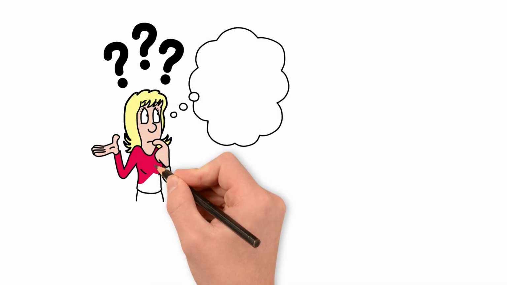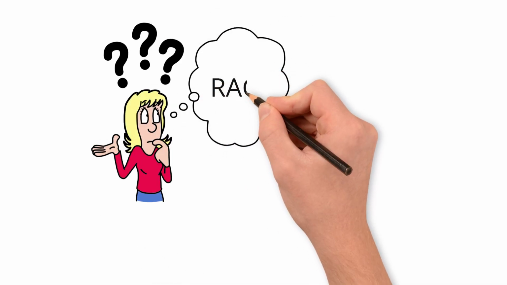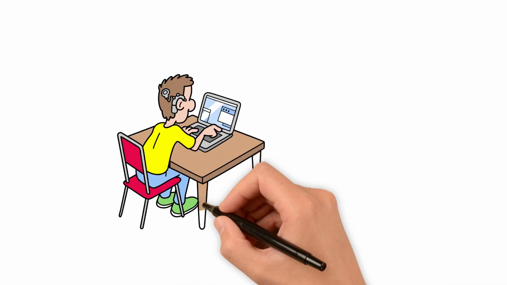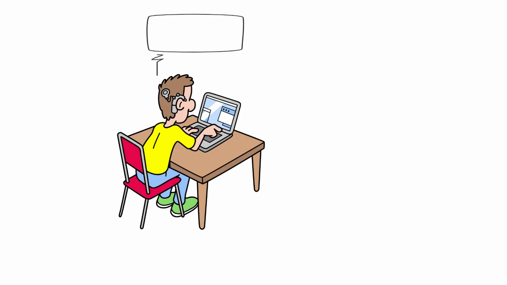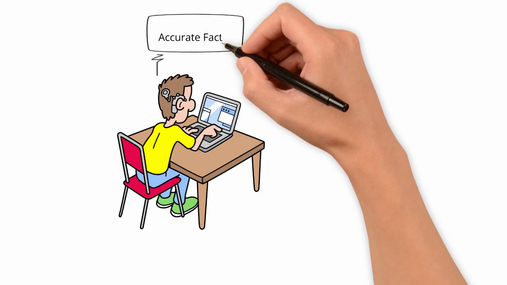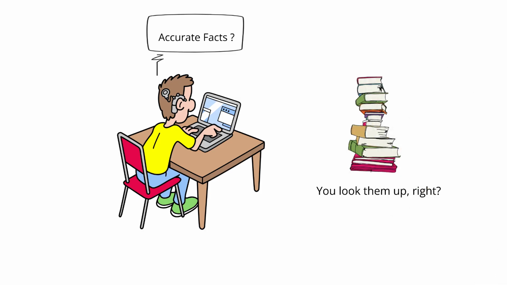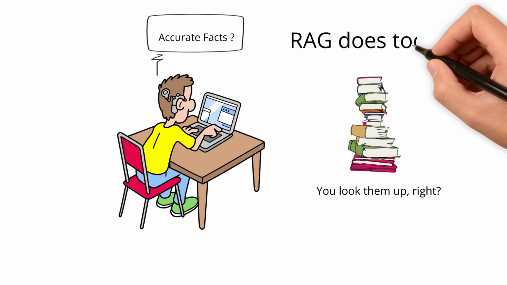Hi everyone, let's dive into a super cool concept in the world of AI, Retrieval Augmented Generation, or RAG for short. Imagine you're writing a report and you need to include some specific, up-to-date facts. You wouldn't just make them up, right? You'd look them up in a book, a database, or on the internet. RAG works in a very similar way.